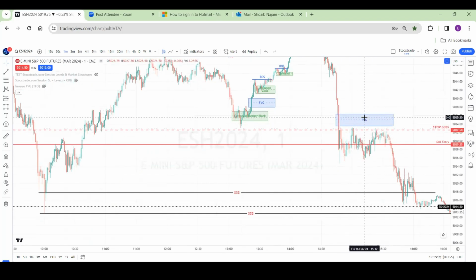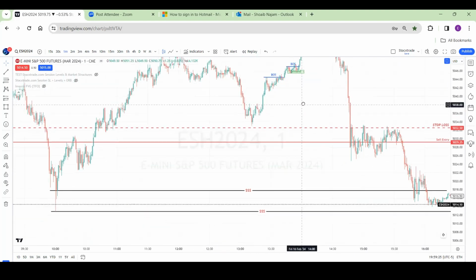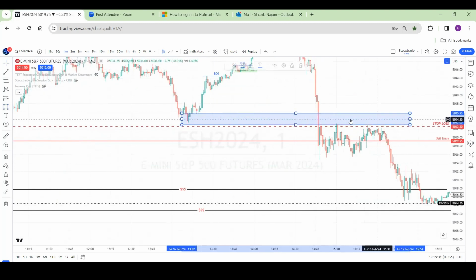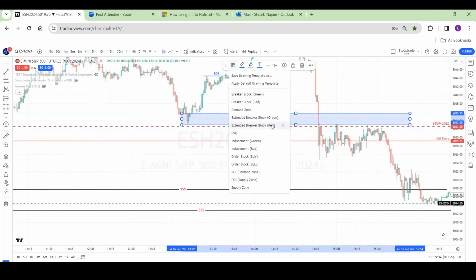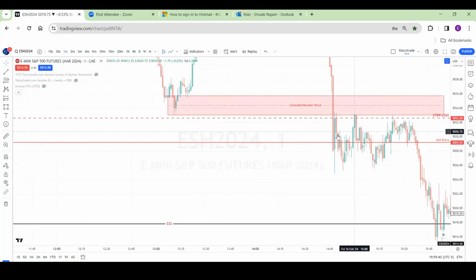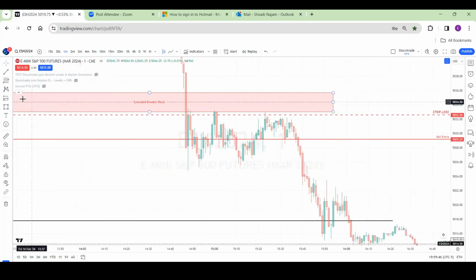If the market is not closing above, what happened here? There is a beautiful thing, really easy to understand. Just mark the extended breaker block. If this extended breaker block, basically this will be the supply zone. If this does not break the first time, no. Second time, no. Third time, no. Then there are more chances.